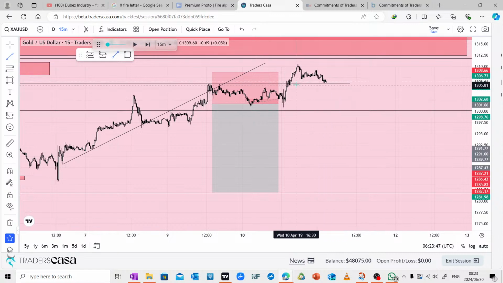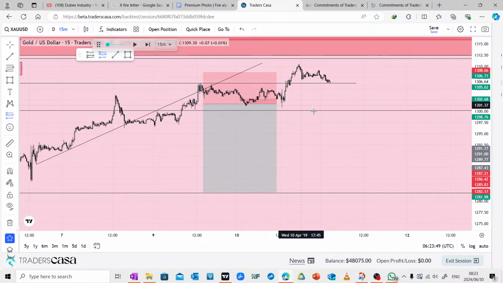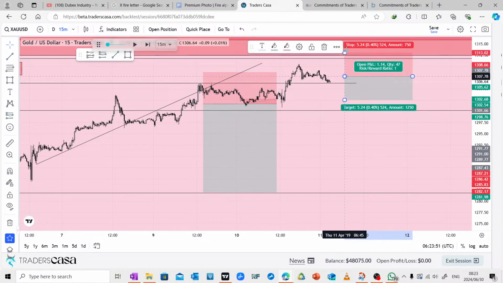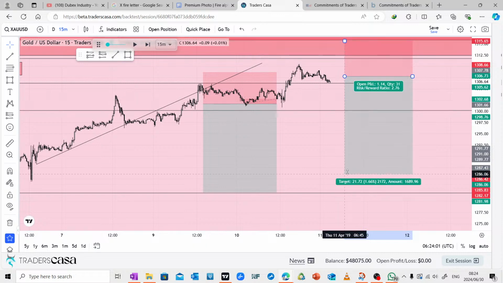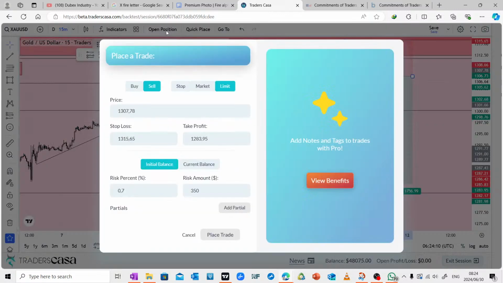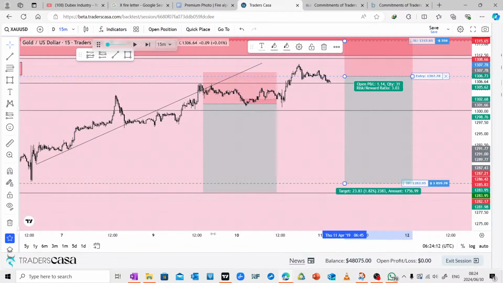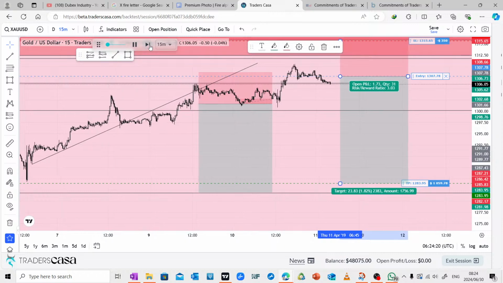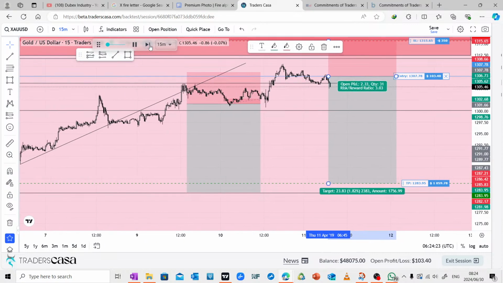So I think let me go short one more time. Go short here. Increase that stop, put it up there. And go long, targeting these lows. Open position. And I'll short again. Place trade. Tagged in.